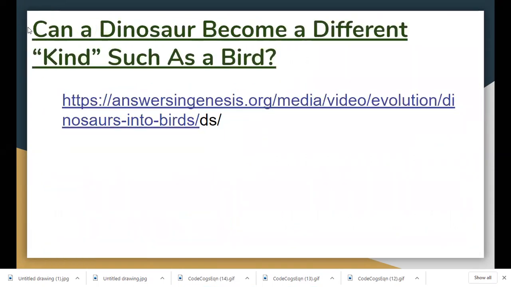So here is, can a dinosaur become a different kind, such as a bird? So take a look at this one.